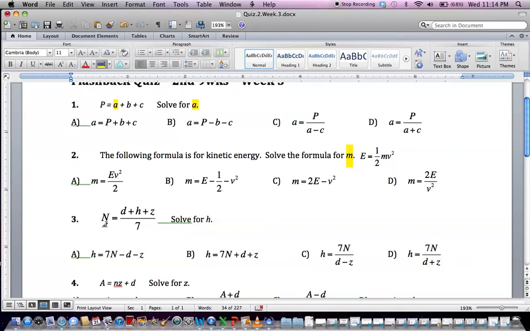Number 3, N equals D plus H plus Z divided by 7. The thing here is that we want to solve for H. Solving for H right here. Again, if you can get rid of this 7, it'll get you going. Multiply by the reciprocal. Remember that. The opposite of division is multiplication, and that's why we're going to get rid of that. We're solving for H.